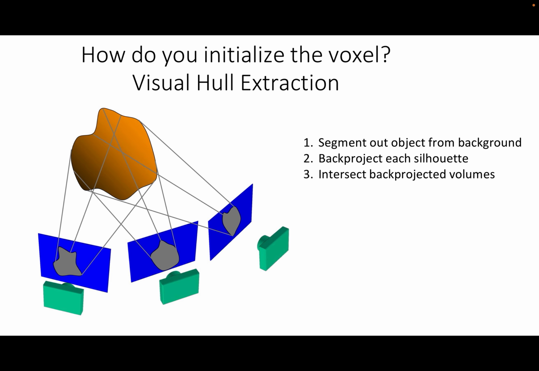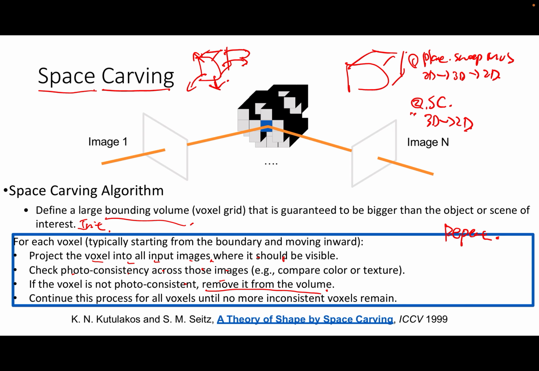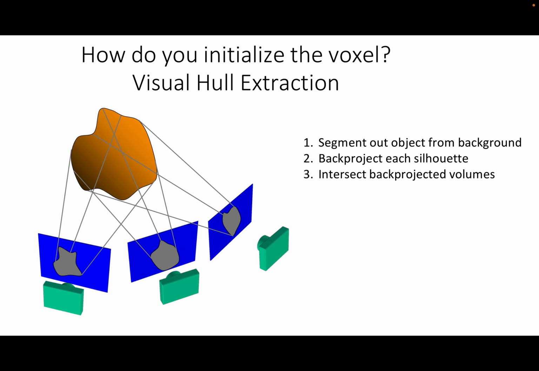Of course, for the initialization of space carving, as I introduced, you can define a large bounding volume, assuming that volume is bigger than the object or scene of our interest. But a smarter way to initialize the voxels is visual hull extraction. It's very simple. We have multiple 2D images, right? Then we can segment out the object from the background using some off-the-shelf algorithm. And then we can back project each silhouette to 3D space and intersect the back projected volumes. That makes a rough 3D shape of our interest.